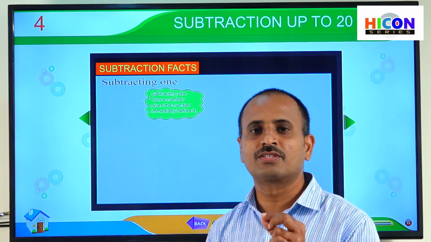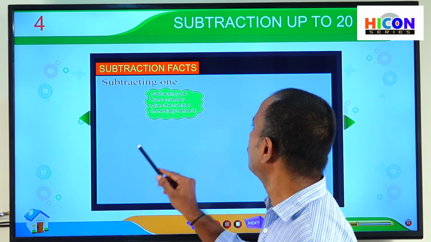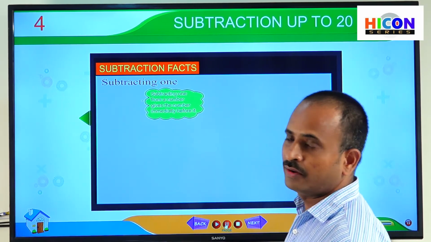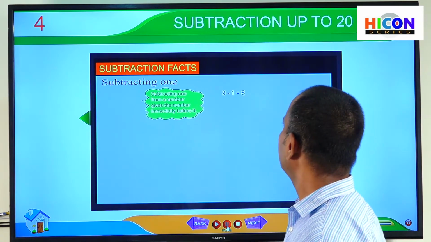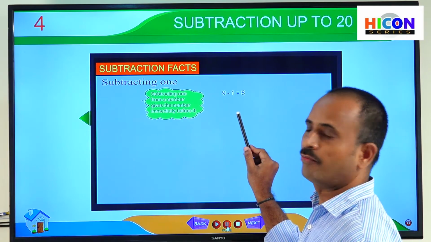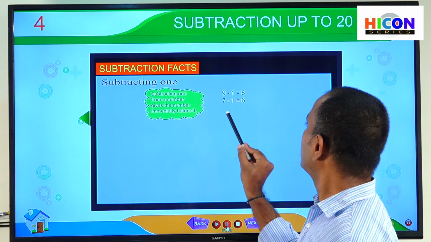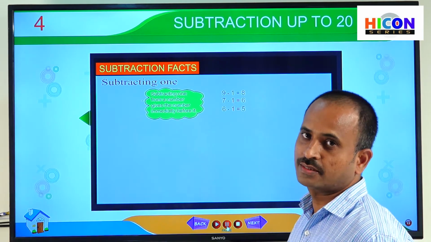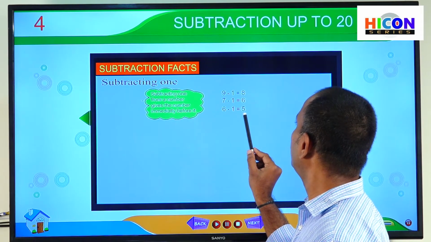That before number is called its predecessor. So let us see some examples for this fact. That means what will happen when we subtract 1 from the given number. 9 minus 1 is equal to 8. 7 minus 1 is equal to 6. 6 minus 1 is equal to 5.